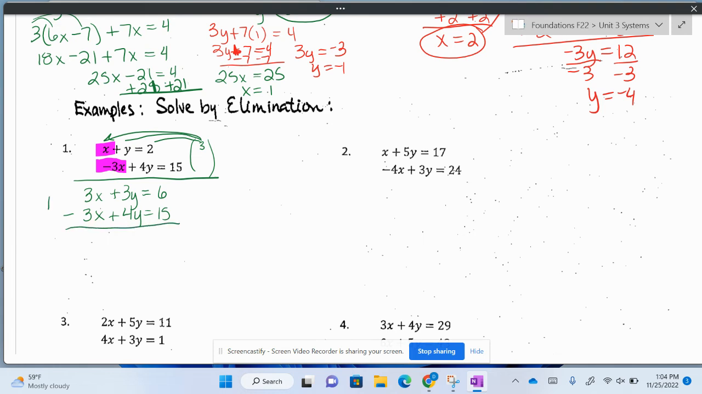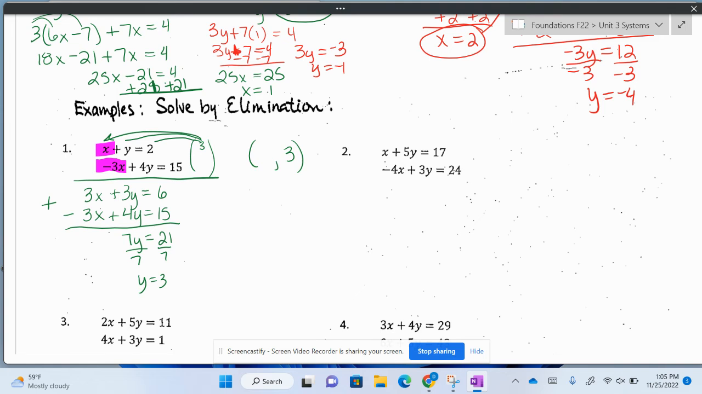And again, I want to eliminate a variable. When I add these together, I eliminate the x's. 3x minus 3x is 0. 3y plus 4y is 7y, and 6 plus 15 is 21. Divide both sides by 7, and you find out that y equals 3. So the y coordinate of my ordered pair is 3.